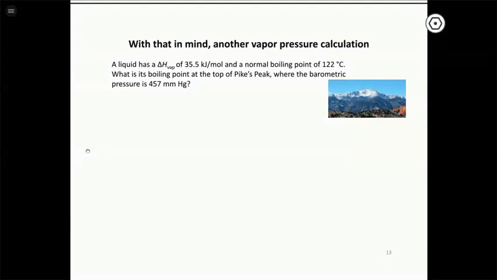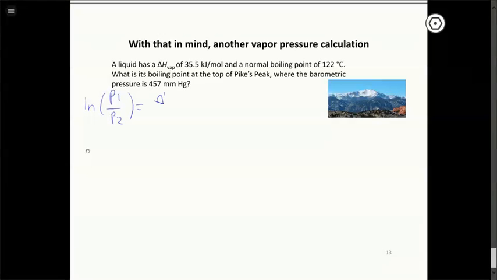And so how is that going to affect the boiling point when we go up to the top of Pikes Peak? The boiling point of a substance depends on the surrounding atmospheric pressure, so let's try to calculate it in this case. We still use that same equation: the ratio of the two pressures equals the vaporization enthalpy divided by R, times 1 over T2 minus 1 over T1. All right, we're starting here.